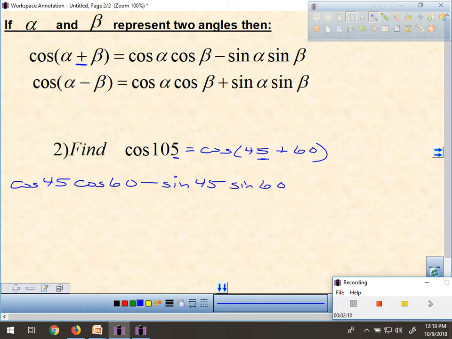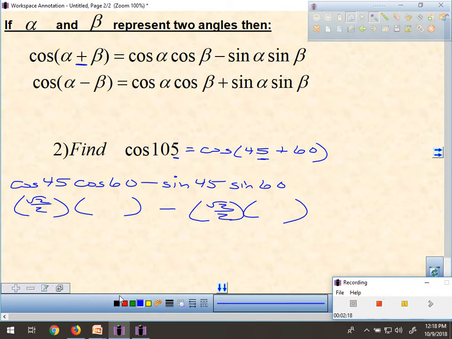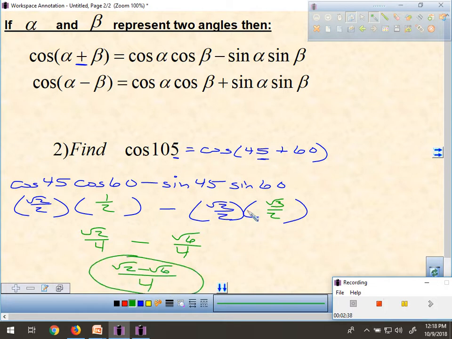Just to repeat myself, in a 45-degree triangle, both legs are radical 2 over 2. So cosine of 45 and sine of 45 would both be radical 2 over 2. Now, sine is opposite, and opposite of 60 degrees is always radical 3 over 2, which means cosine of 60 degrees would be 1/2. Multiply, you get radical 2 over 4, minus, multiply, you get radical 6 over 4. Same denominator, so you can combine them. You get radical 2 minus radical 6 over 4. And that would be the answer for that one.